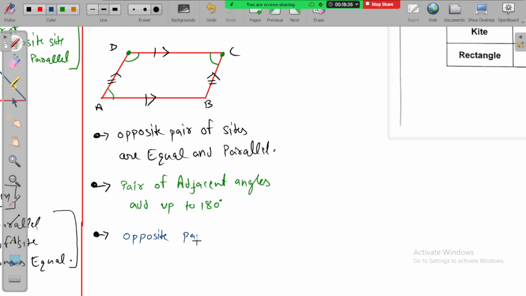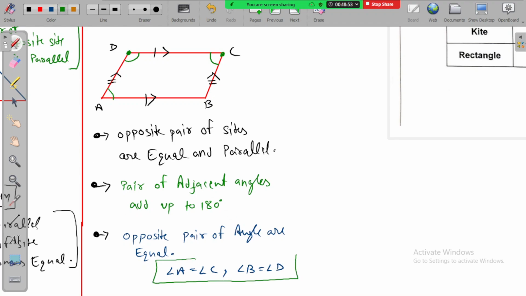Opposite pair of angles are equal. So what are the opposite pairs? Angle A is equal to angle C, and angle B is equal to angle D. So these are the opposite pairs we got. Okay, is there any other property?